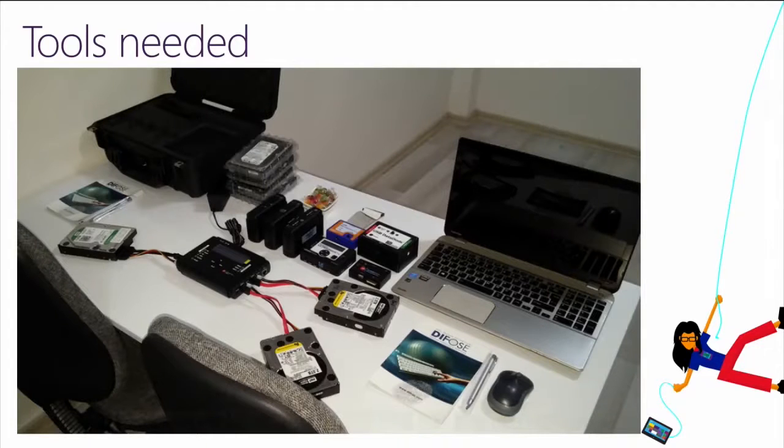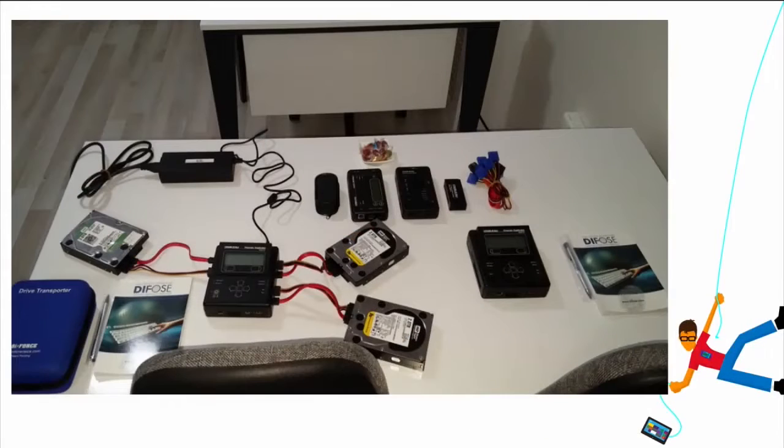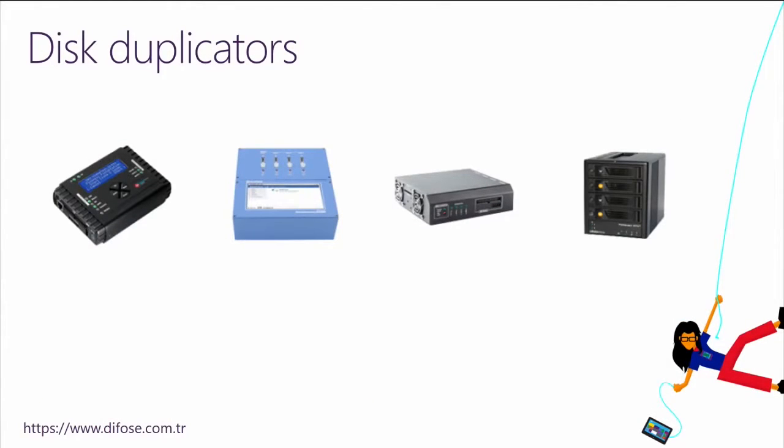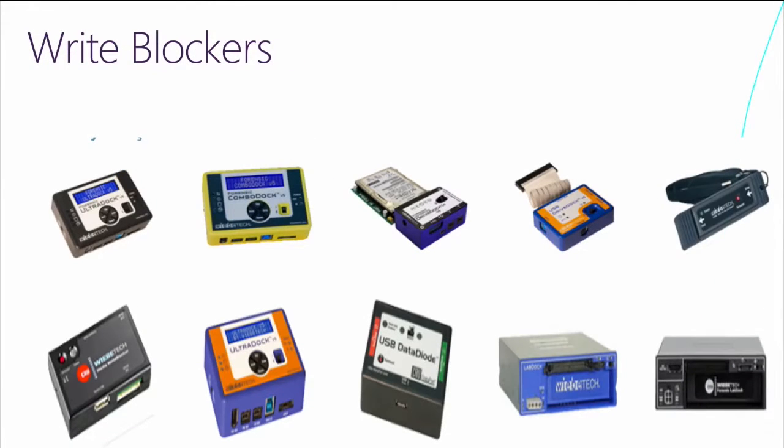This is a photo which I took from our lab. You will see this duplicator here, and from a different angle. We have disk duplicators, different brands. This is to duplicate the disk. Why? Because you are not allowed to work on the original disk, right? Then we need some write blockers to protect the original data.